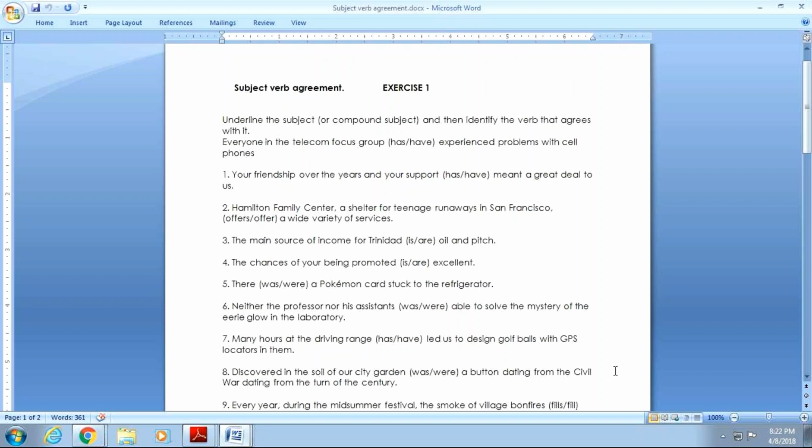Offers. What is the subject here? Hamilton Family Center. Absolutely correct. That's a singular subject. It's not centers, it's not plural. The subject is singular, right? So the right verb is offers, singular. Very good. Who is this? Amog? Yeah, good, Amog. You're right. Absolutely correct. And the third question, the main source of income for Trinidad is our oil and pitch. What is the subject and what is the appropriate verb?